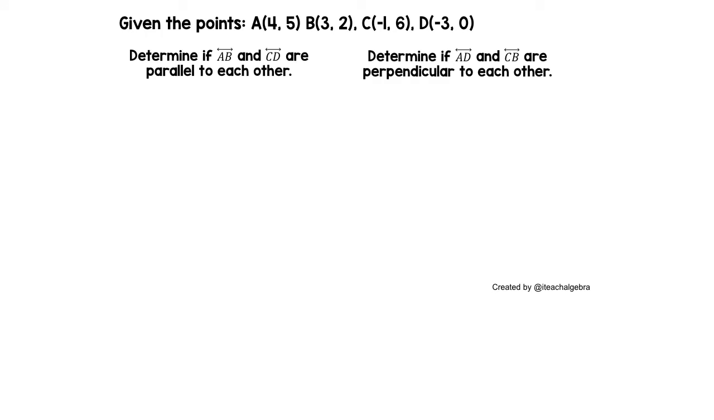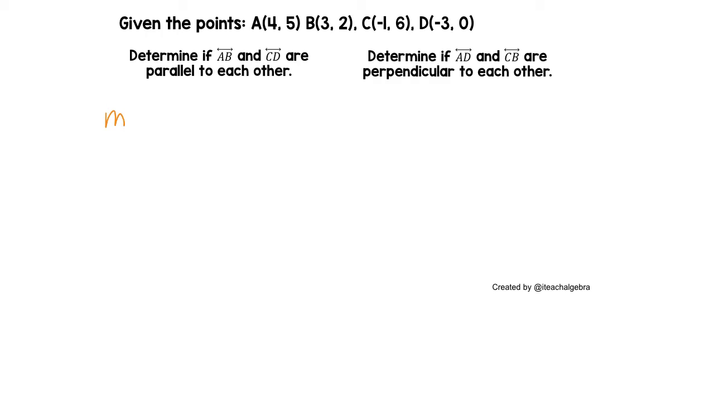Given the points A, B, C, and D, determine if AB and CD are parallel to each other. So first, we have to get the slopes of these lines. The slope, holy cow, who knows even what that is? I'm so sorry. Woo, startling, wasn't it? Yikes.